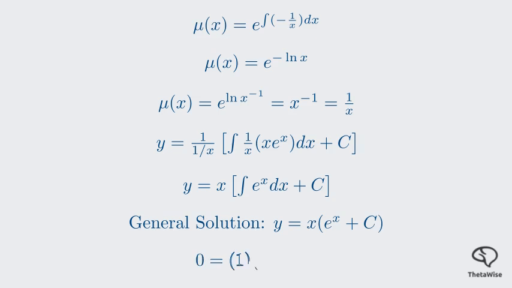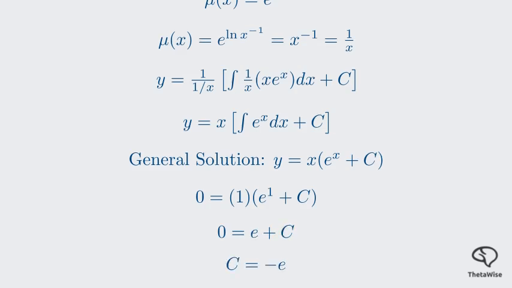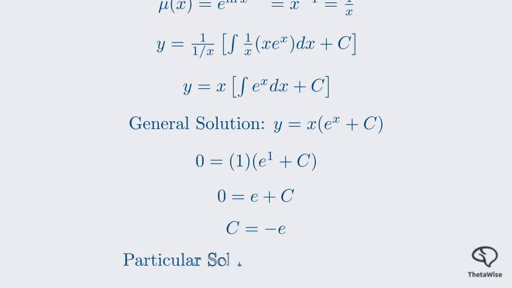0 equals 1 times e to the power of 1 plus c. This simplifies to 0 equals e plus c. Solving for c, we get c equals negative e. Now we substitute this value of c back into our general solution. The particular solution is y equals x times e to the x minus e.